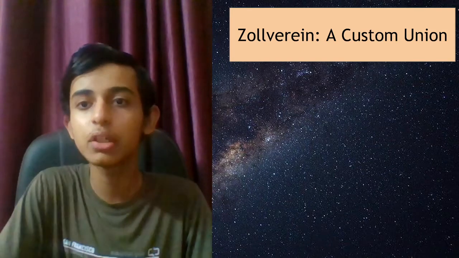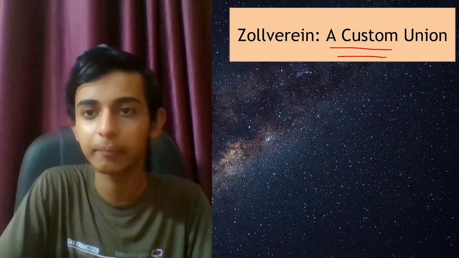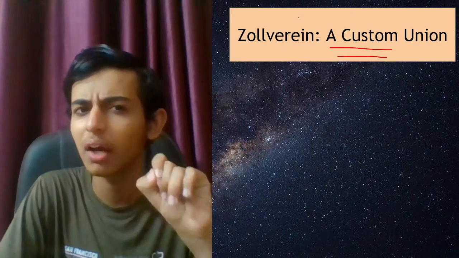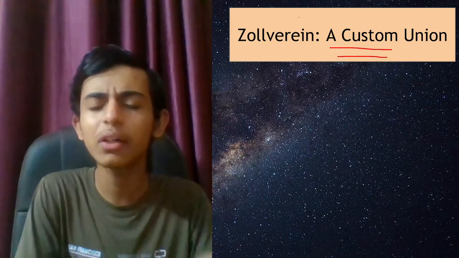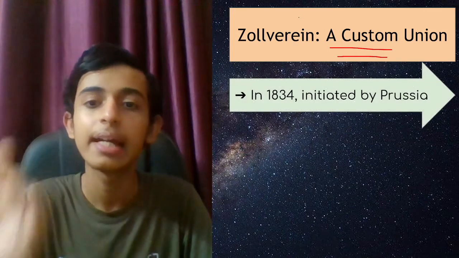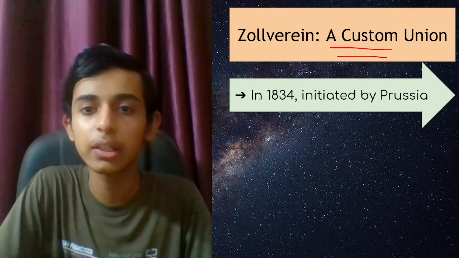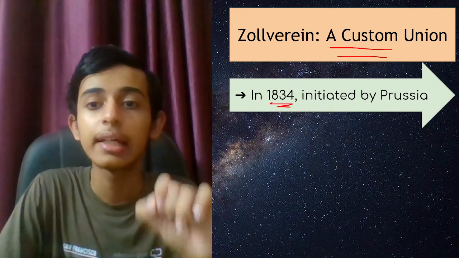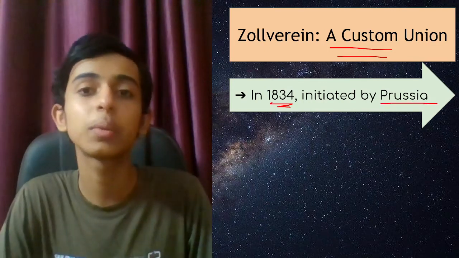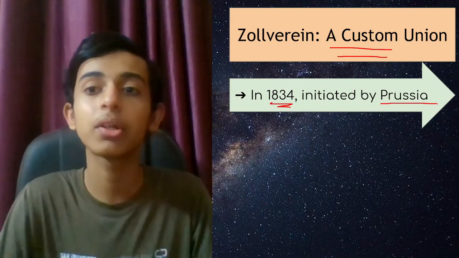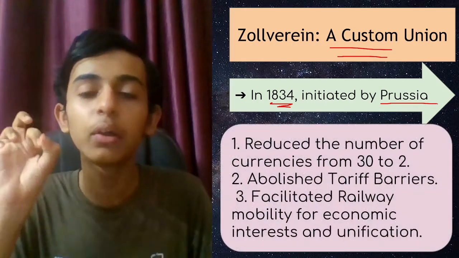What was Zollverein? It was a customs union. But who established it? What do you think? In 1834, learn this year, please, important. Initiated by Prussia. This customs union was initiated by Prussia. And what was the role?